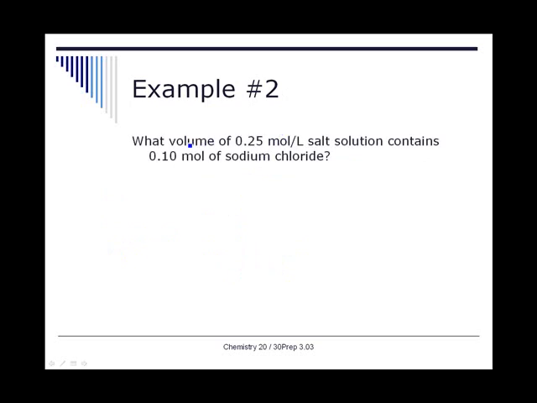So for our next one, we have: what volume of 0.25 moles per liter salt solution contains 1 mole of sodium chloride? And so when we take a look at our units, we see that we have a concentration, again, moles per liter. So concentration is equal to 0.25 moles per liter, and our volume is what we're looking for. I almost wrote down our amount there. And here we're given a number. Our units are moles, so we know that's going to be N. So 0.10 moles. And we're talking about sodium chloride, NaCl.